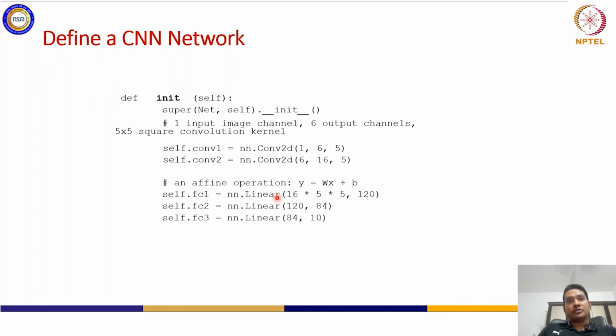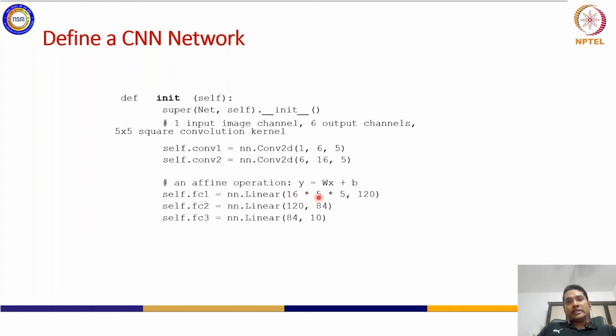So we are using this linear function. The linear function in this NN package will be used to define your flat fully connected layer or linear layer. We have seen the linear layer before also. So W into X plus B, which is the linear definition. And again, another feed-forward neural network, which is 120 into 84, and another fully connected layer, which is 84 into 10.